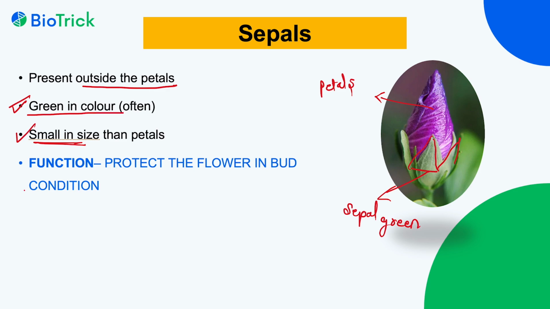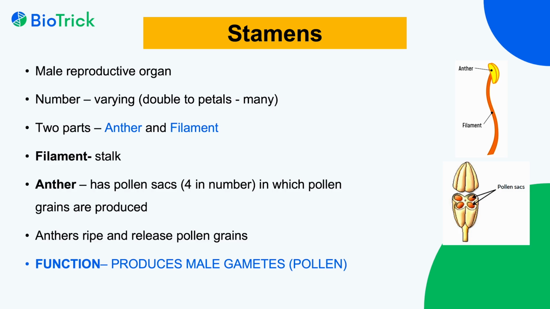And what is the function of sepal? Sepal helps in the protection of flower in bud condition. When the flower is still in bud condition, the sepal helps to protect the flower. It encloses the flower in bud condition like this. You must have seen the flowers and their buds. They are enclosed in green colored structures, and these green colored structures are sepals. So this is the function of sepal. Now next part is stamen. Stamen is male reproductive organ, and male reproductive organ will produce male gametes, pollen grains.